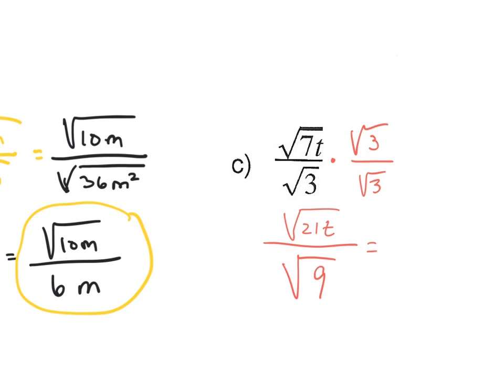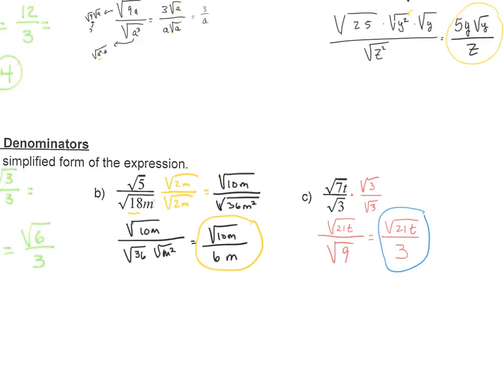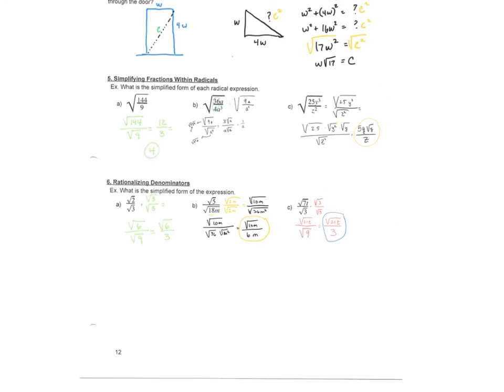I'm able to rationalize that denominator. So in the denominator, the square root of 9 is going to be 3. And in the numerator, I don't think there's a perfect square inside of 21 or t, so I'm just going to rewrite them as the square root of 21t over 3. And that is rationalizing the denominator.